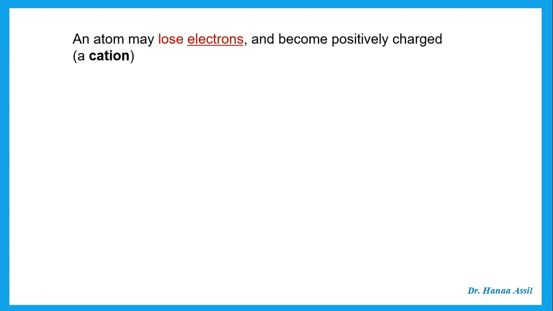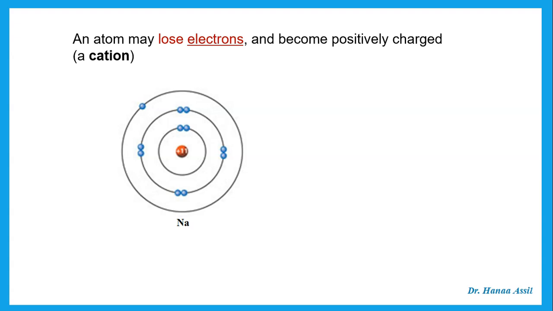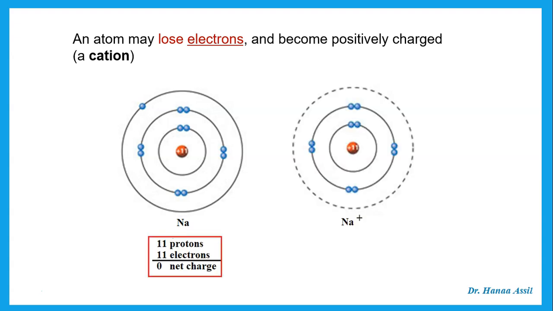But an atom can lose or gain electrons. So if the atom, sodium for example, anything in group 1, 2, or 3, has a small number of electrons in the outer shell, we know that anything in group 1 has 1 electron in its outermost shell. So sodium, if we distribute the 11 electrons, I have 1 at the end, I can lose it. And when we lose electrons, we become positively charged.